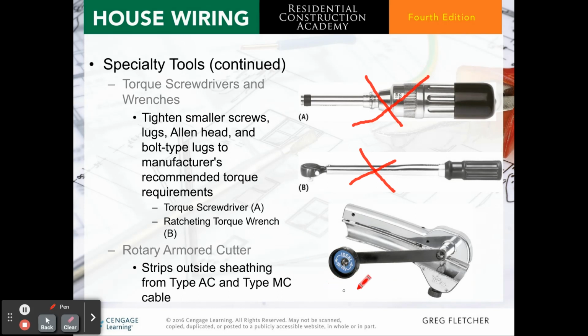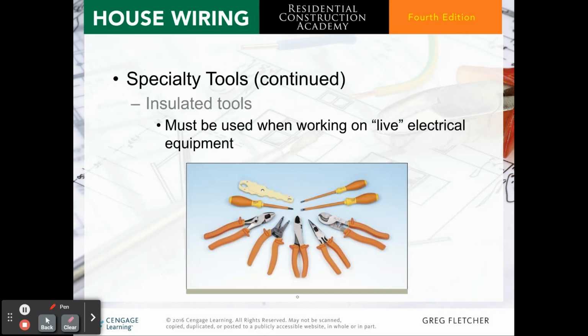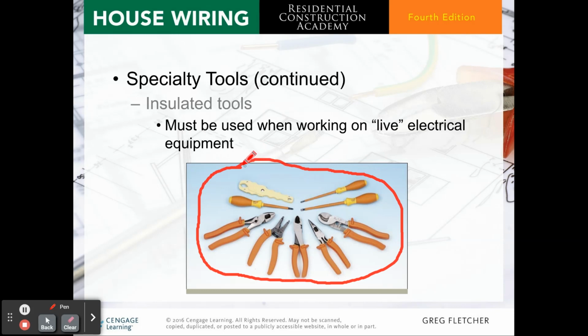Rotary armored cutter. We have one of these. If you get to the performance assessment in the lab, you will be using this. And it's used to strip the outside sheathing from type AC and type MC cable. Other specialty tools. These are insulated tools. Now, it will be marked and designated as insulated. So this is different than your usual comfort grip. These must be used when working on live electrical equipment.